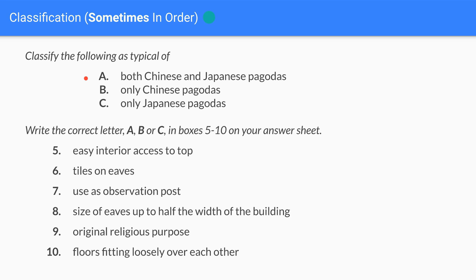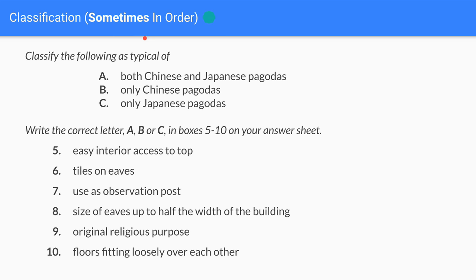Next up, we have classification. This is sometimes in order, and it is also an easy question. So most of the time, this is not going to be in order, and you should not count on it, but very rarely classification questions can be in order, but usually they're not.